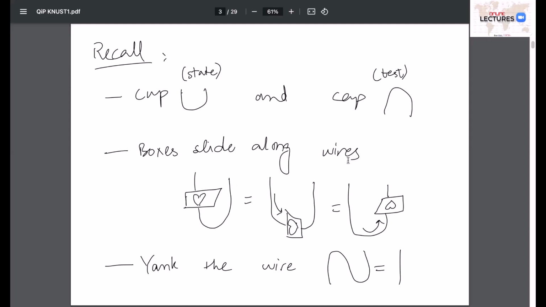And you must also have seen that, if you have a diagram that is composed of boxes and wires, you can slide boxes along wires, and you can also slide boxes along cups and caps. And you must also have seen that if you have a wire that looks like a snake, then you can yank the wire and get the straight wire.